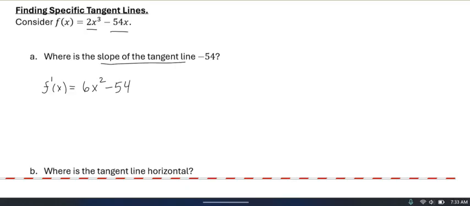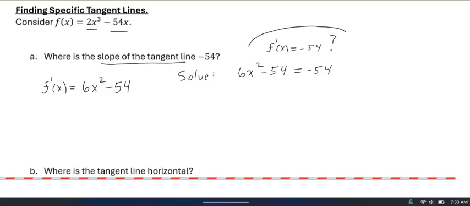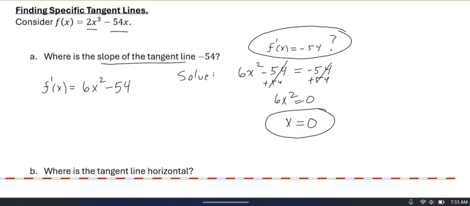We want to know where this derivative function is equal to negative 54. So we're going to be solving where 6x squared minus 54, the derivative function, equals negative 54. All right, so that's in essence saying where is f prime of x equal to negative 54? Is there a point on the graph where the slope of the tangent line is negative 54? Well, if we add 54 to both sides, you can see that this is going to solve out really nicely. 6x squared is 0. Cut to the chase, x equals 0. So that's the answer of where the slope of the tangent line is negative 54: when x is 0.